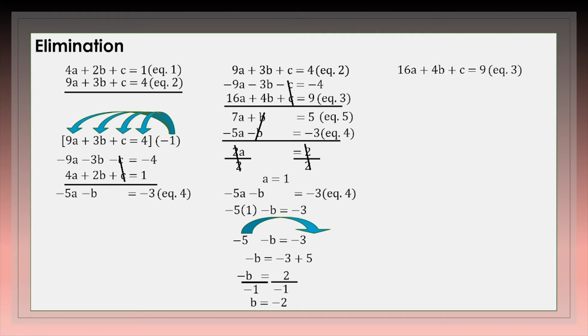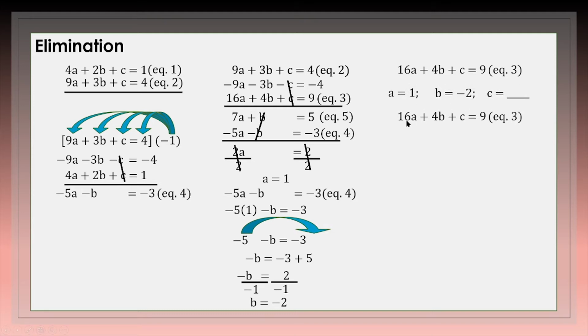So, meron tayong value ng A, which is 1. Value of B, which is negative 2. Ang natitira na lang is value of C. So, yan. Isa na lang kulang natin. So, pwede na natin siya i-substitute sa equation, any equation, equation number 1, equation number 2, or equation number 3. But in this case, ang gagamitin ko is equation number 3.